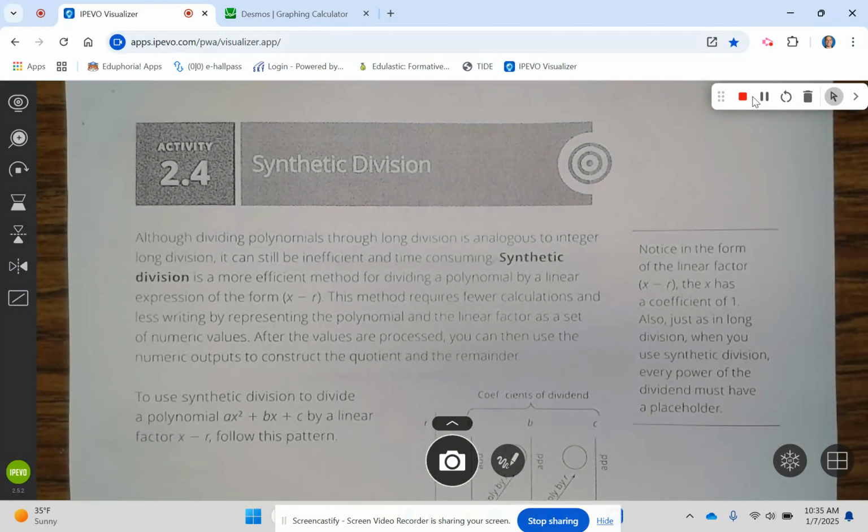Although dividing polynomials through long division is analogous to integer long division, it can still be ineffective and time-consuming. Synthetic division is a more efficient method for dividing a polynomial by a linear expression of the form x minus r. This method requires fewer calculations and less writing by representing the polynomial and the linear factor as a set of numeric values. After the values are processed, you can then use the numeric outputs to construct the quotient and the remainder. To use synthetic division to divide a polynomial ax squared plus bx plus c by a linear factor x minus r, follow this pattern.